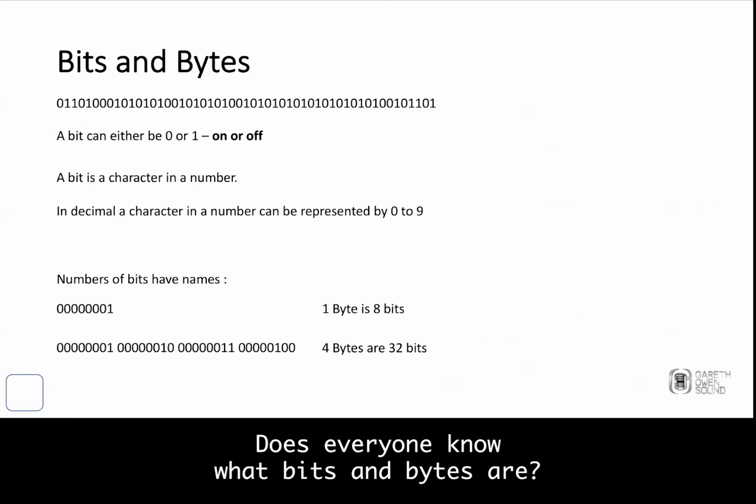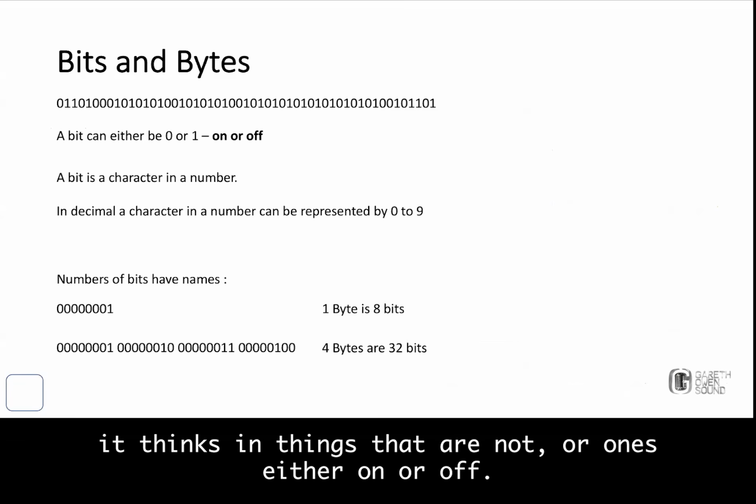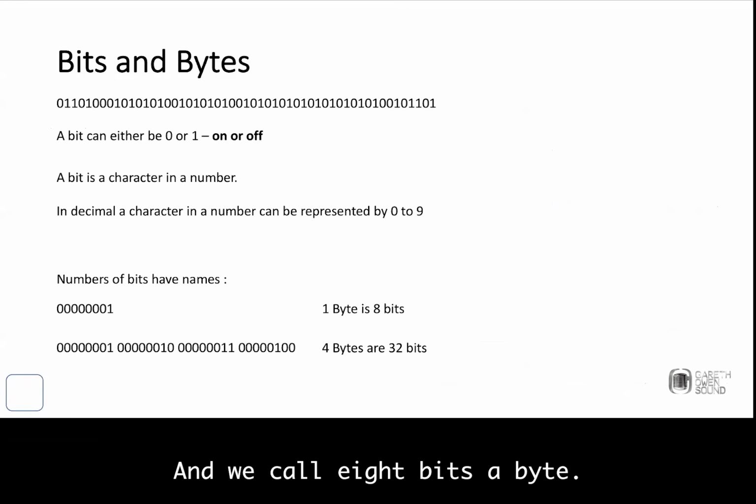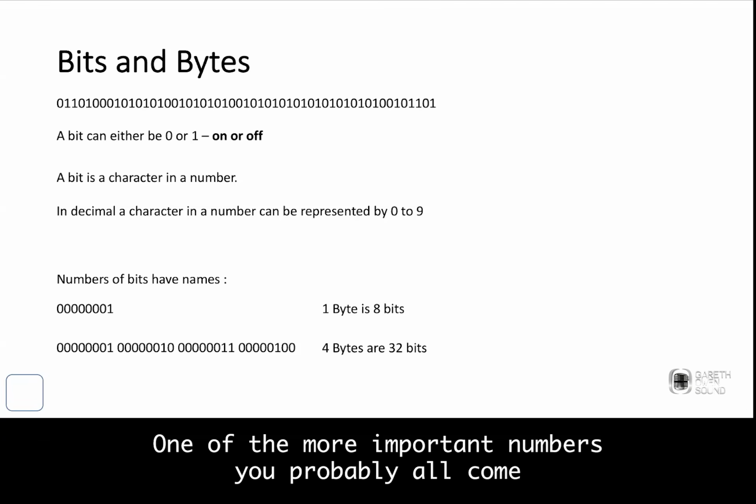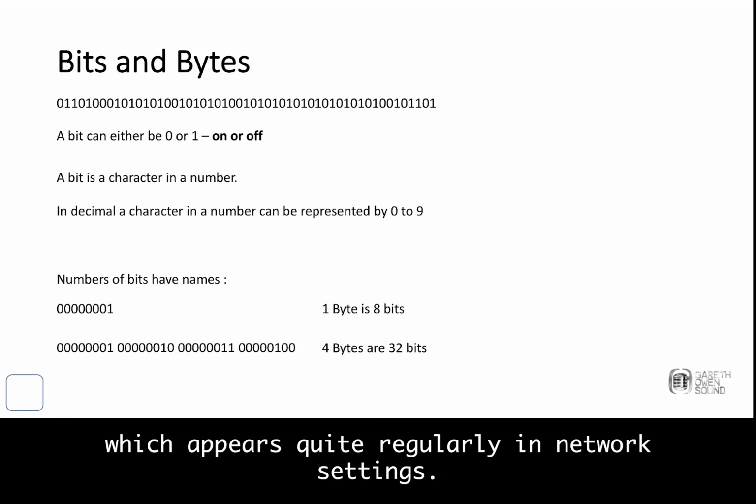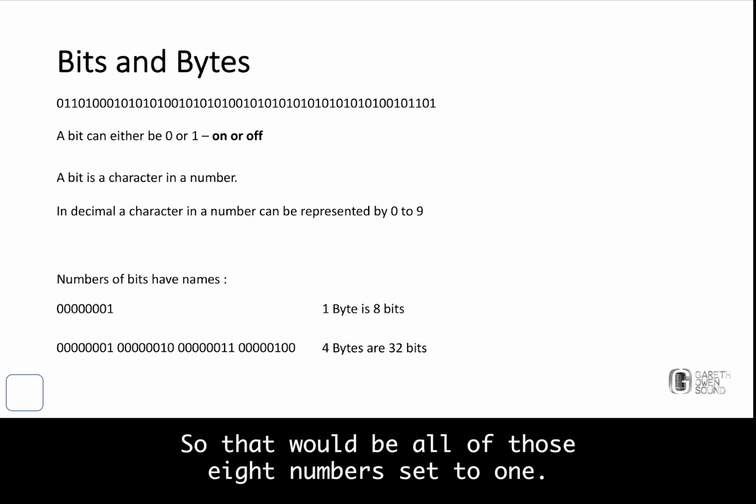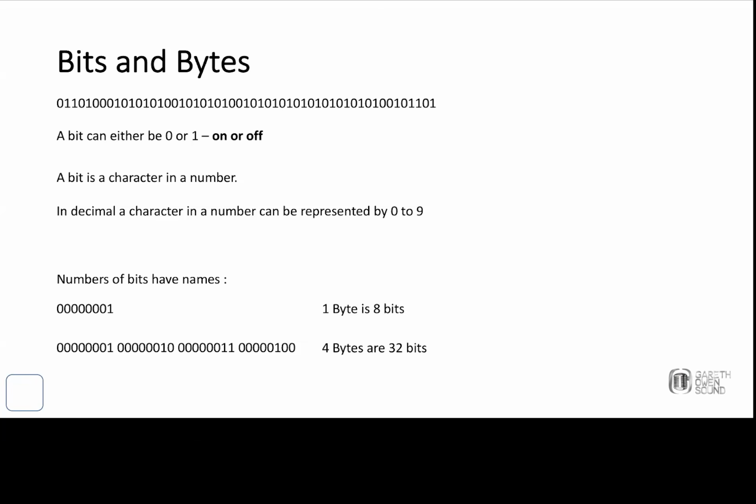Does everyone know what bits and bytes are? A computer thinks in numbers. Actually, at the bottom, it thinks in noughts or ones, either on or off. We call 8 bits a byte, and that's a number. One of the more important numbers you probably all come across is 255, which appears quite regularly in network settings. That is the biggest number you can represent using 8 bits, or 1 byte. So that would be all of those 8 bits set to 1.